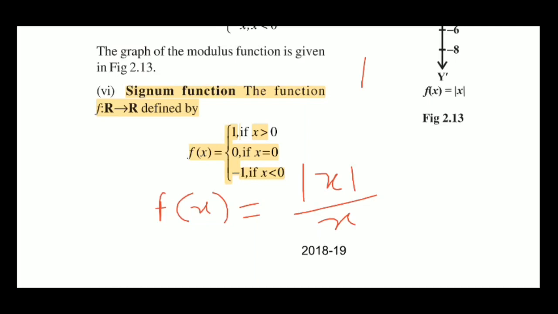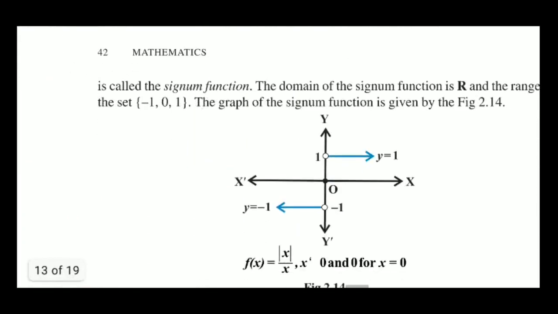Now see the next function, the signum function. The function is defined by f(x) equals the ratio of modulus of x to x, and its domain is all real values, and its range is only 1, 0 and minus 1. Please remember, its domain is all real values and its range is only minus 1, 0 and 1. And you can see its graph on the next page, this one.